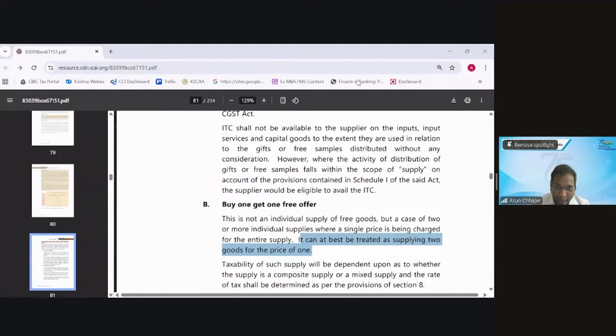I'm asking a very important question. If a transaction states that a single price is being charged for that combo, does it mean that it is always a mixed supply? Or can it be composite or mixed, anything? We have to see other things also. Depends or always mixed?